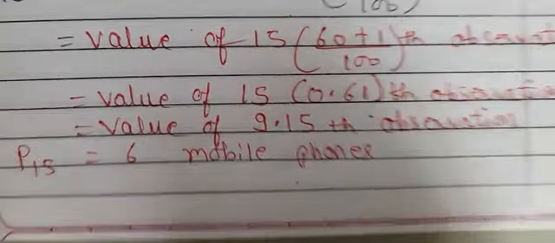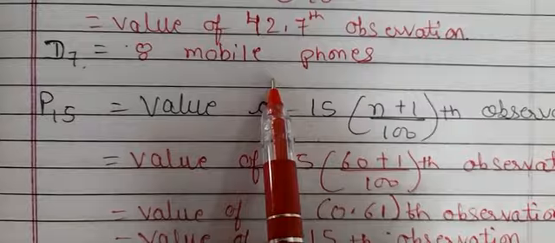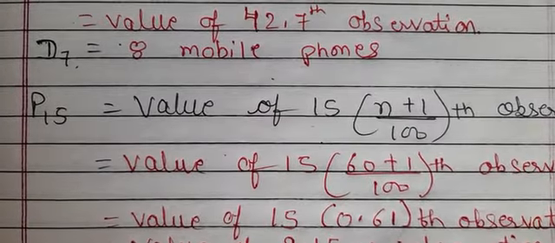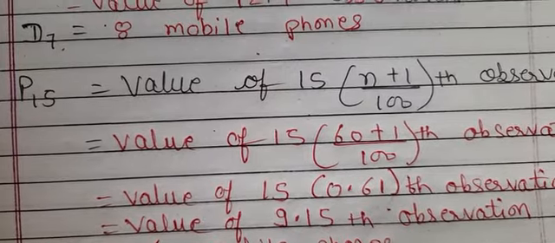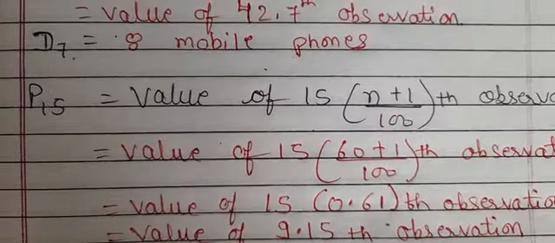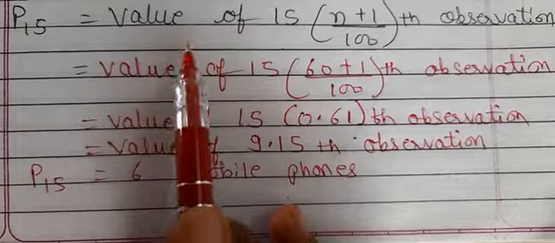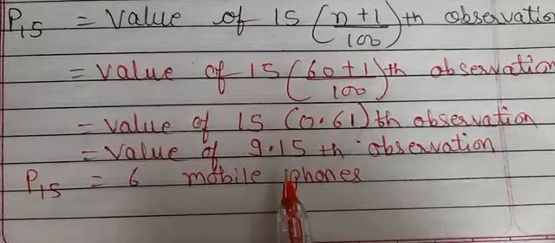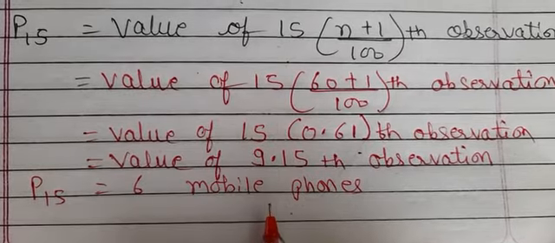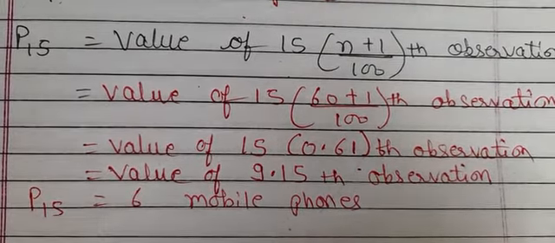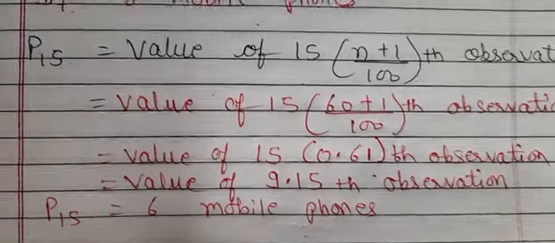Now we have to interpret these values. D7 is 8 mobile phones. So we can say that the sale of mobile phones on 70% of days will be 8 phones or less. And P15, that is the value of the 15th percentile, will be 6 mobile phones, right? So we can say that the sale of mobile phones on 15% of days will be 6 or fewer mobile phones.